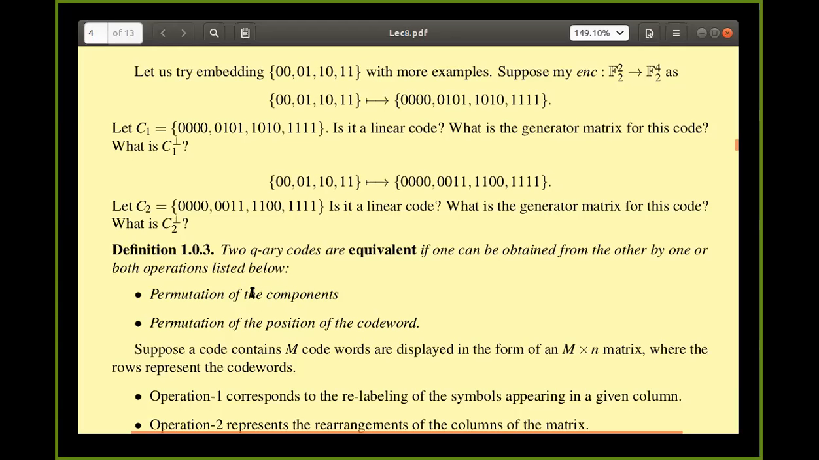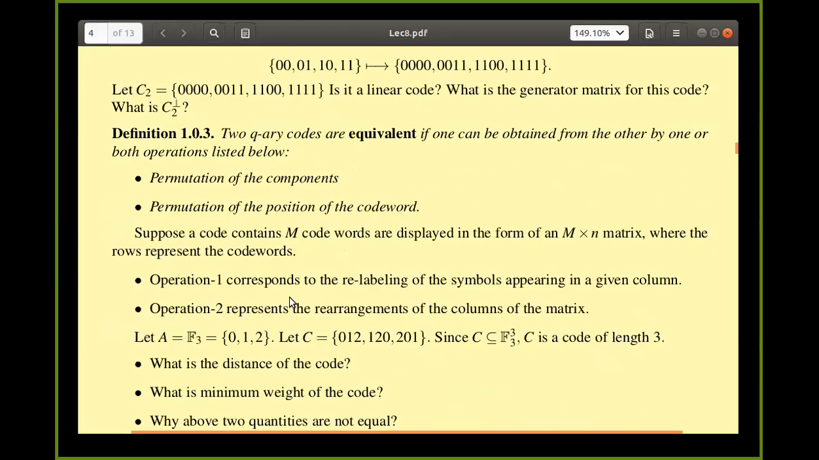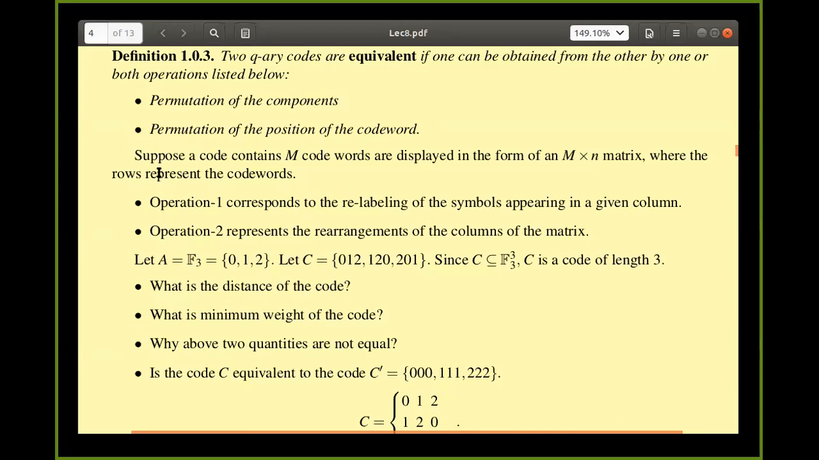Permutation of the components, a permutation of the positions of the code word. I think you may not be clear. Many textbooks write it like that, it is not very clear, but anyhow, let me explain in a slightly different way. Suppose a code contains some code words. You know that I write n, m, d. M is the size of the code, right? M code words are there, right? Generally, we display all the M code words as an M cross n matrix, right? Each row is a code word.